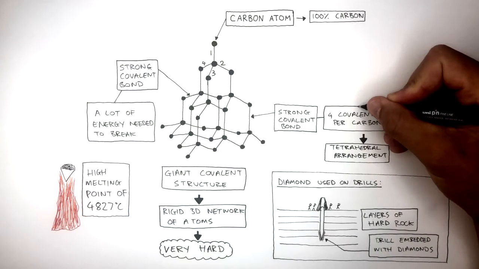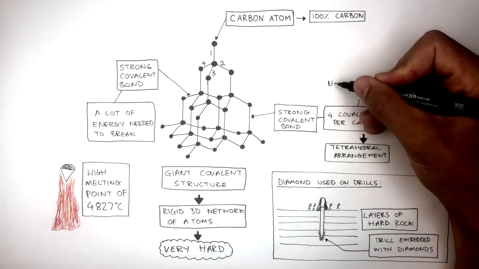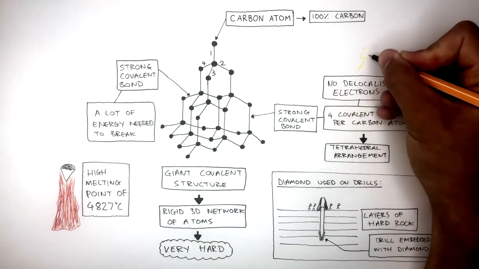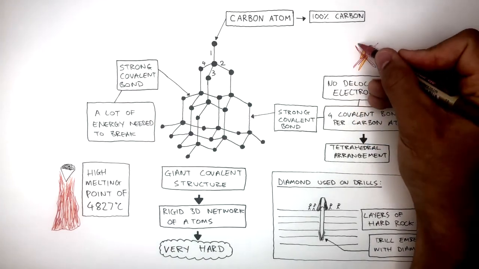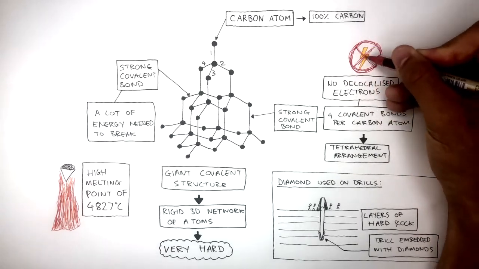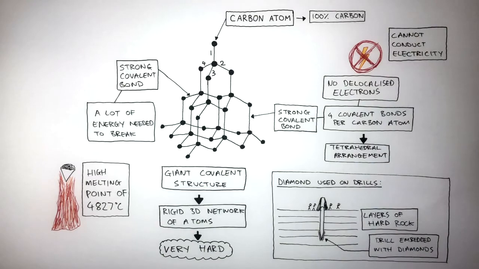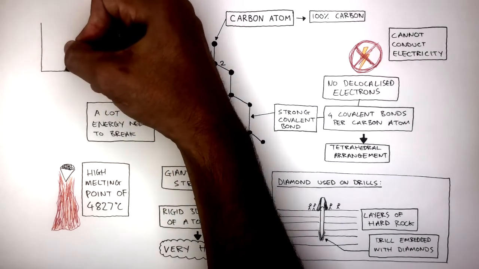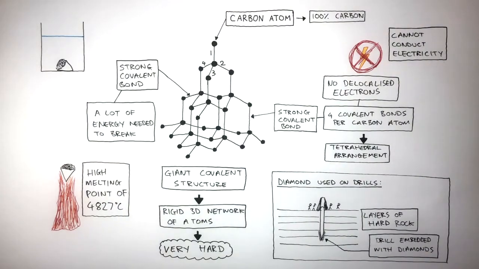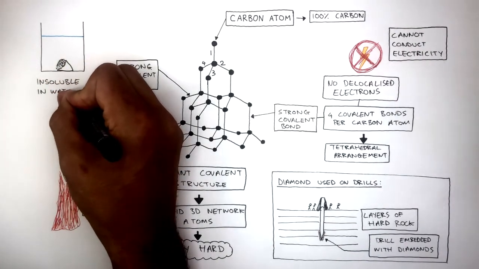Because diamond has 4 covalent bonds per carbon atom, this means there are no delocalized electrons. Therefore, diamond cannot carry an electric current through its structure. So diamond cannot conduct electricity, as there are no delocalized electrons. Now, if we had a beaker of water and we placed diamond in that beaker of water, the diamond would not dissolve. This means diamond is insoluble in water.